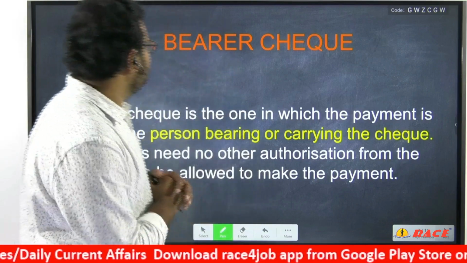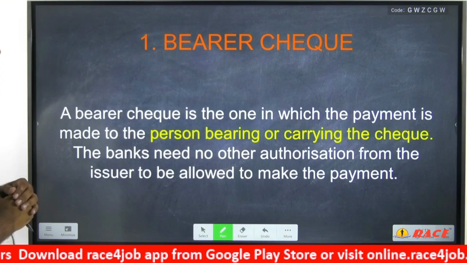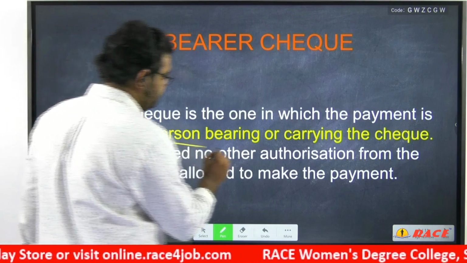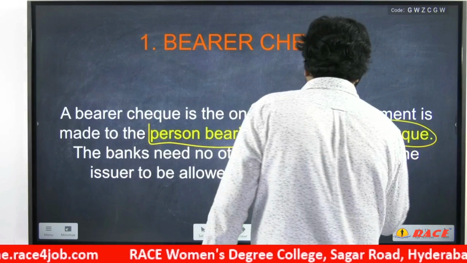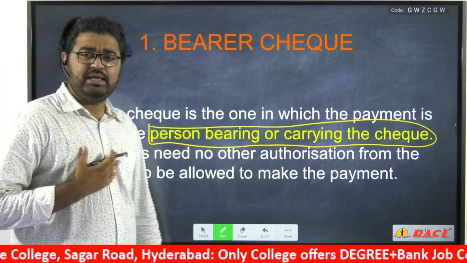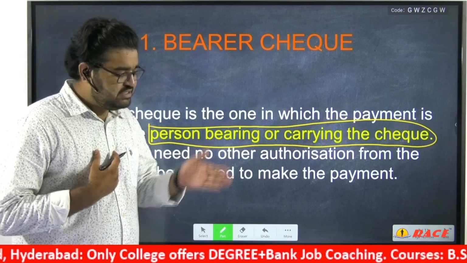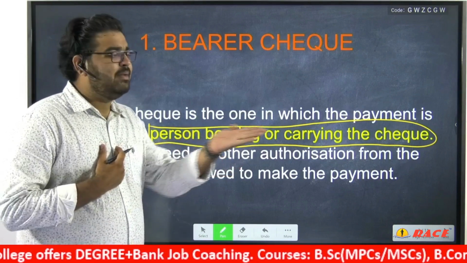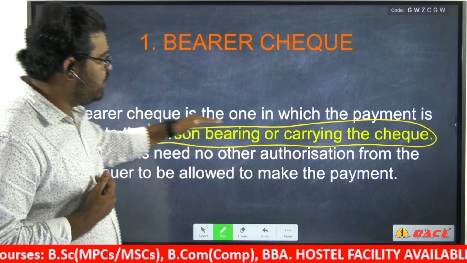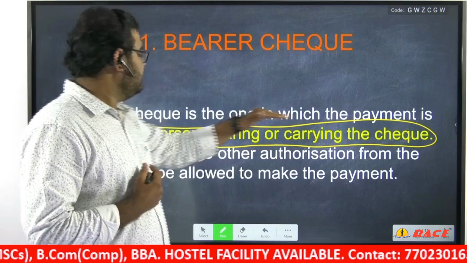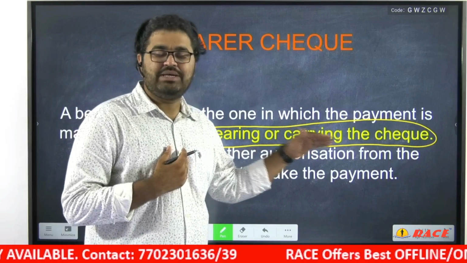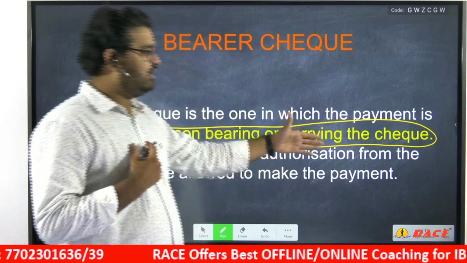Let's start. Bearer check. A bearer check is the one in which the payment is made to the person bearing or carrying the check. This is a keyword. This is very important. What is a bearer check? Bearing is bearing my name. Suppose this check is bearing my name, I can approach the bank to withdraw money. Suppose I am carrying the check with my name, I can get the amount.